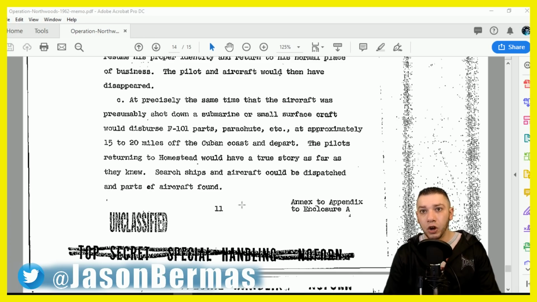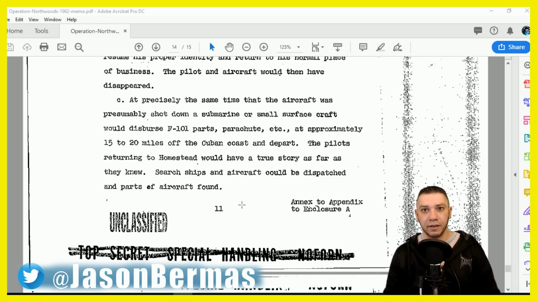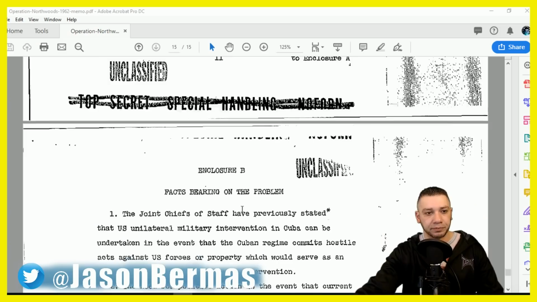The pilots returning to Homestead would have a true story as far as they knew, so everybody in the exercise that wasn't the one guy who goes down would think it's a real thing. That's how compartmentalization works. Nobody else is in on the plan. You understand? Search ships and aircraft could be dispatched and parts of the aircraft found. All right.